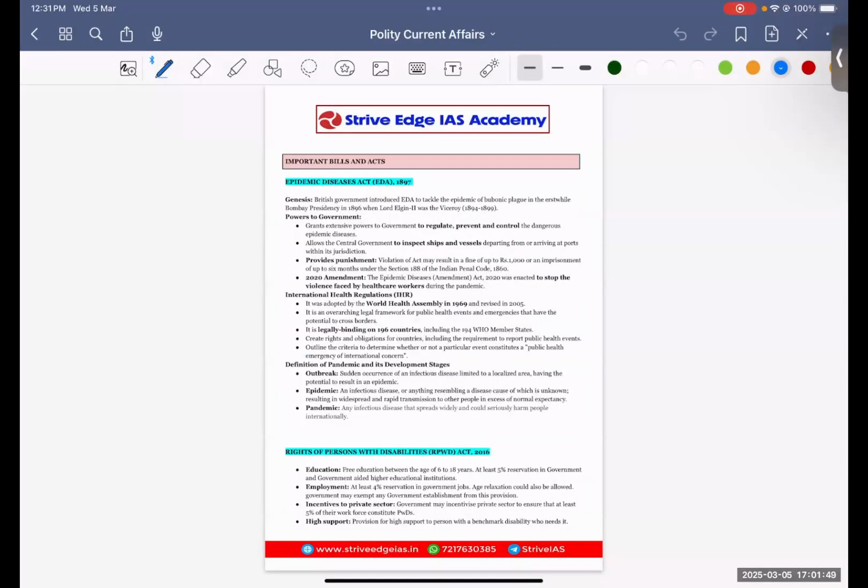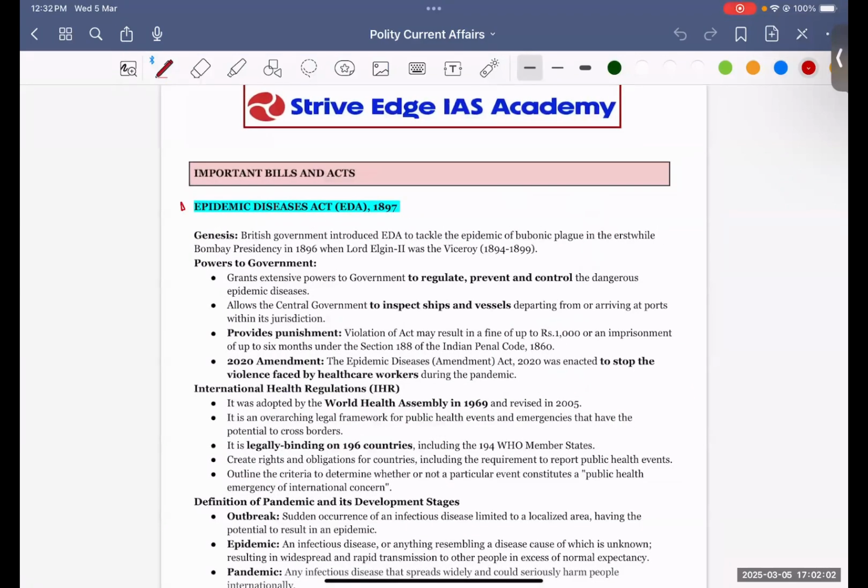Today we are starting with the topic important acts and bills. The first subtopic for today is the Epidemic Diseases Act 1897.